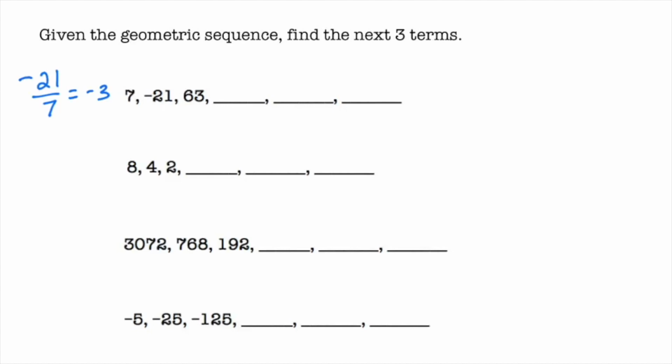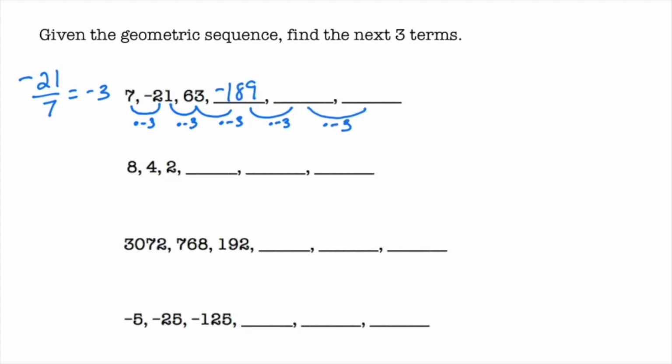So we take negative 21 and divide it by 7 and you get negative 3. So in order to find the numbers that come after 63, we multiply by negative 3 each time. Because 7 times negative 3 is negative 21, negative 21 times negative 3 is positive 63, and so on. So if we multiply by negative 3 all the way through, we'll get the next three answers.